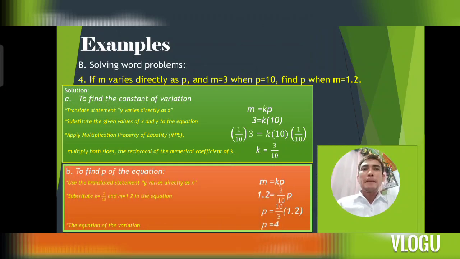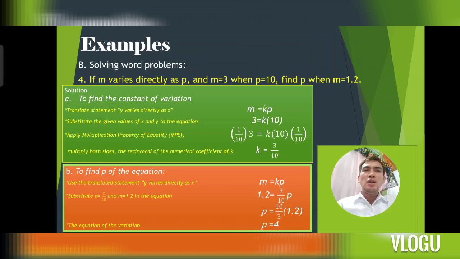Next, to find p in the equation, since we are looking for the value of our p as being asked in our problem, use the translated statement y varies directly as x, which is m is equal to kp. Substitute your k value. Our k value here is 3 over 10. So substitute that with m is equal to 1.2 in our equation form. So right there, 1.2 is equal to 3 over 10 times p.